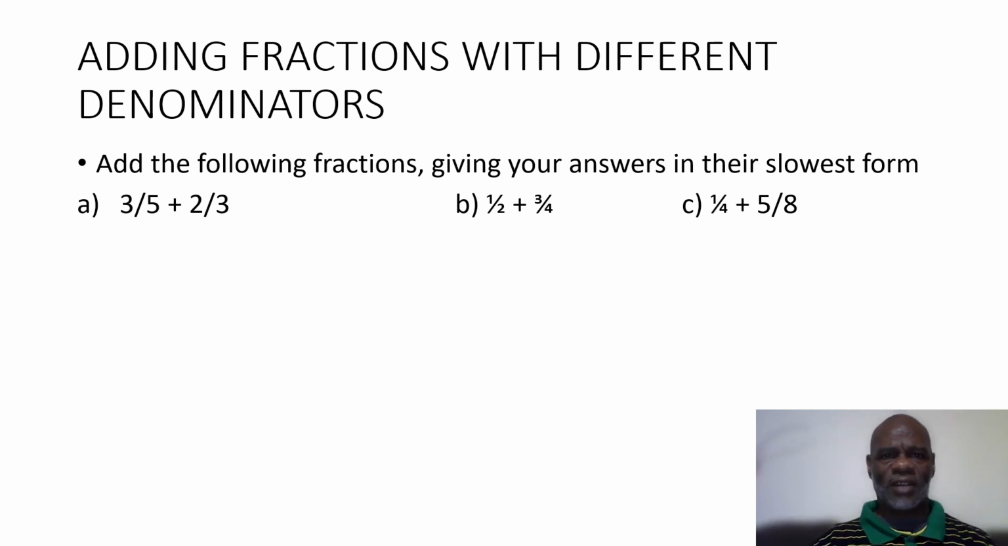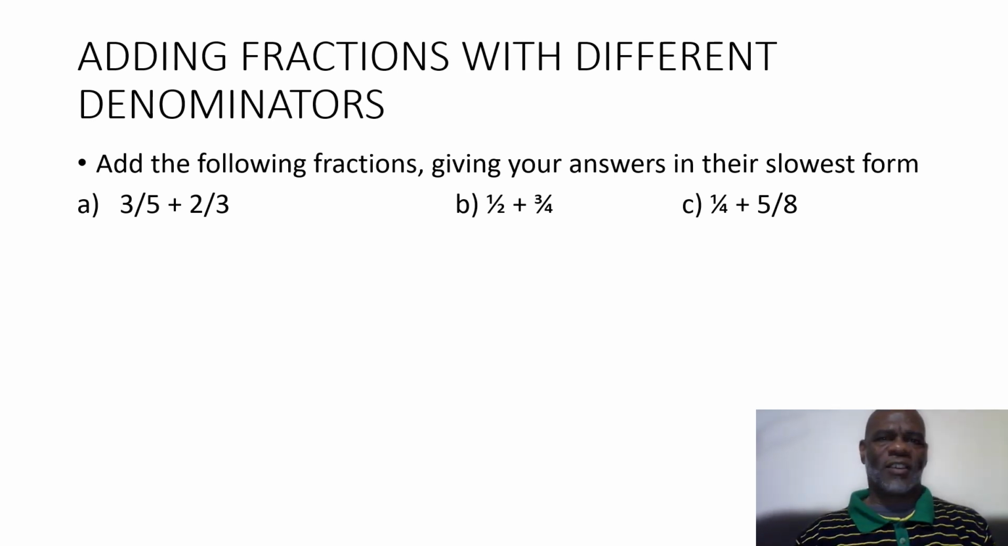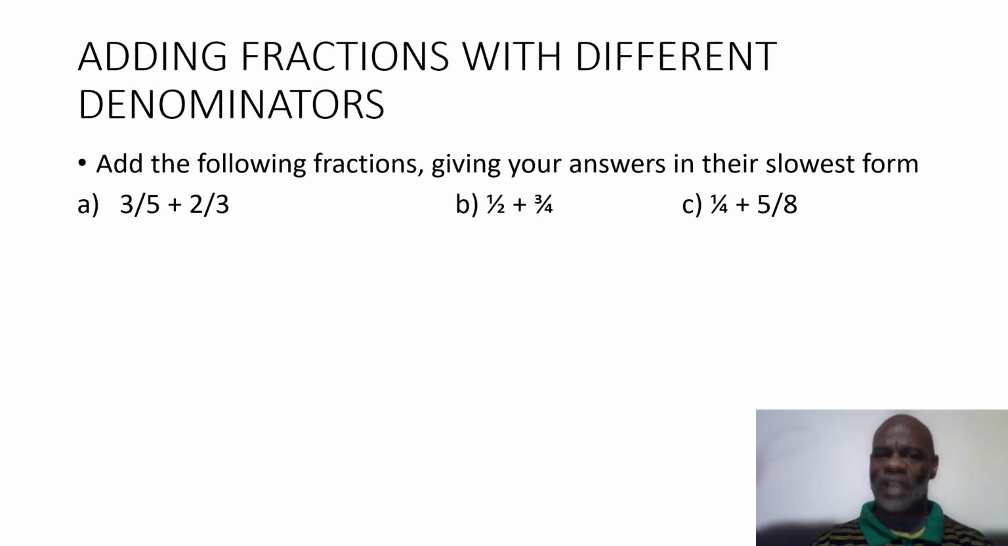Now let's look at adding fractions with different denominators. Right? Now let me use different color ink. Let me use the blue. Alright. So then we are going to add fractions with different denominators. So we have 3/5 plus 2/3. Right? 3/5 plus 2/3. So in this case, we note that the denominators are different.